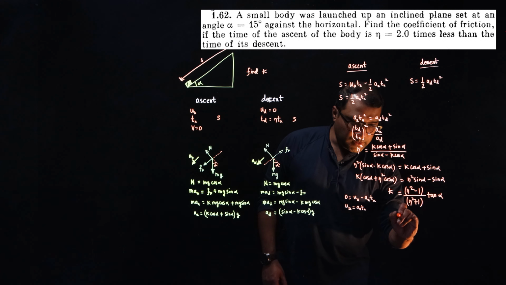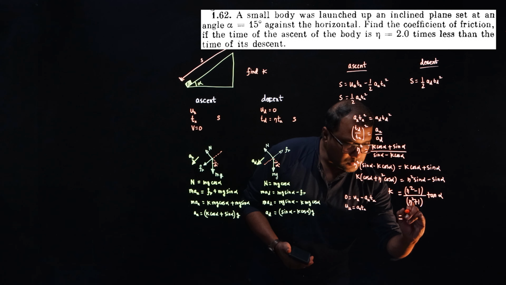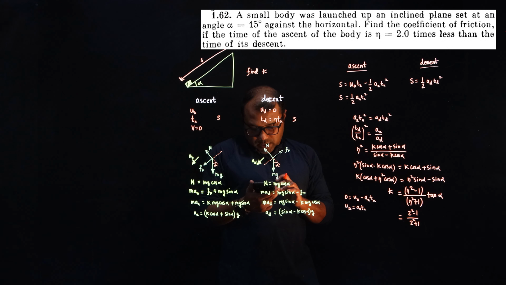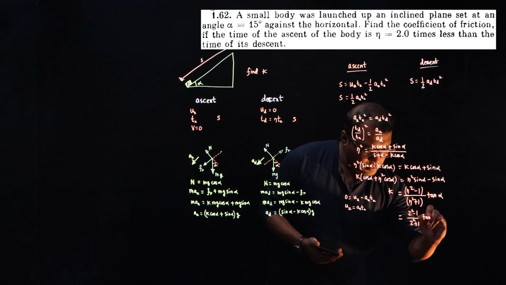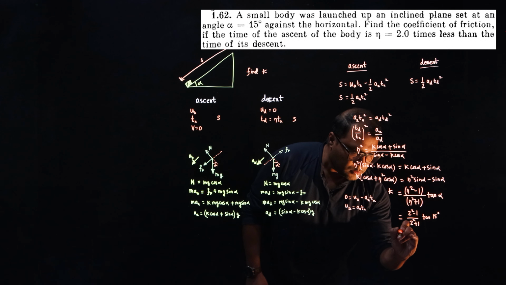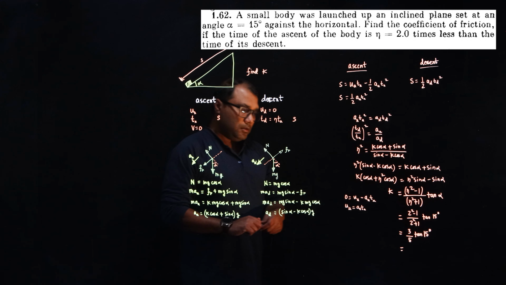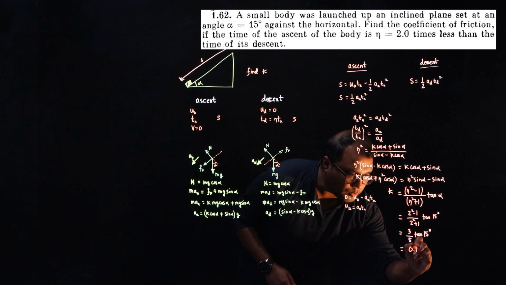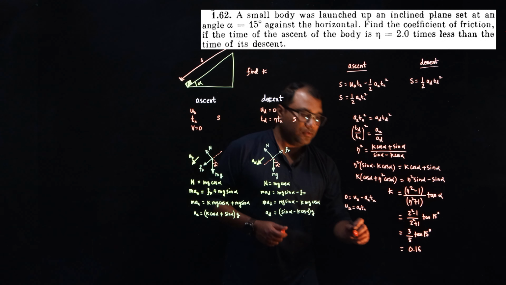So now we can find out the value if you want. 2 square minus 1, 2 square plus 1, and tan 15 degree. If I calculate all this, it becomes 0.16. So that is the coefficient of friction.